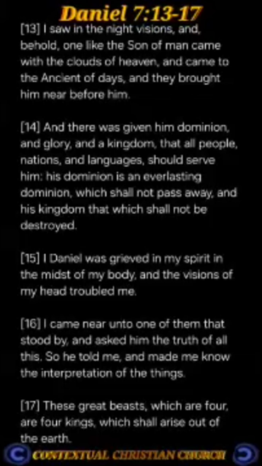Now, let's go back to Daniel chapter 7, verse 13. Now Daniel's talking about seeing one like the Son of Man who came in the clouds of heaven, and they brought him near before him. Now let me read verse 14. And there was given him dominion and glory in the kingdom that all people, nations, and languages should serve him. His dominion is an everlasting dominion, which shall not pass away, and his kingdom that which shall not be destroyed.